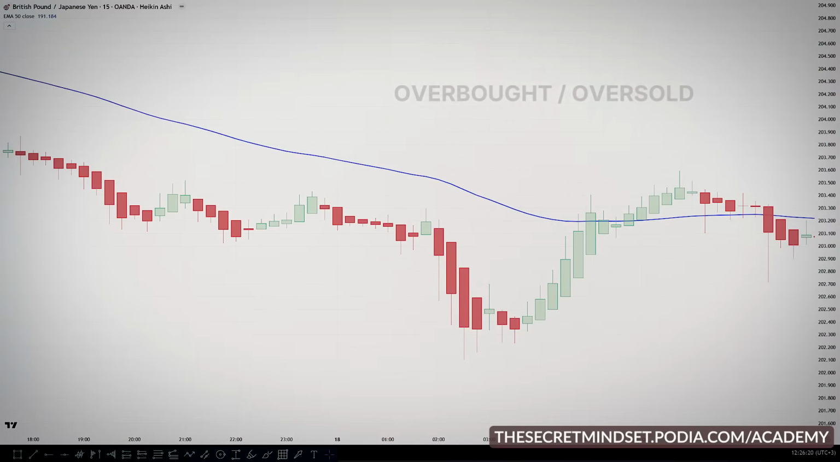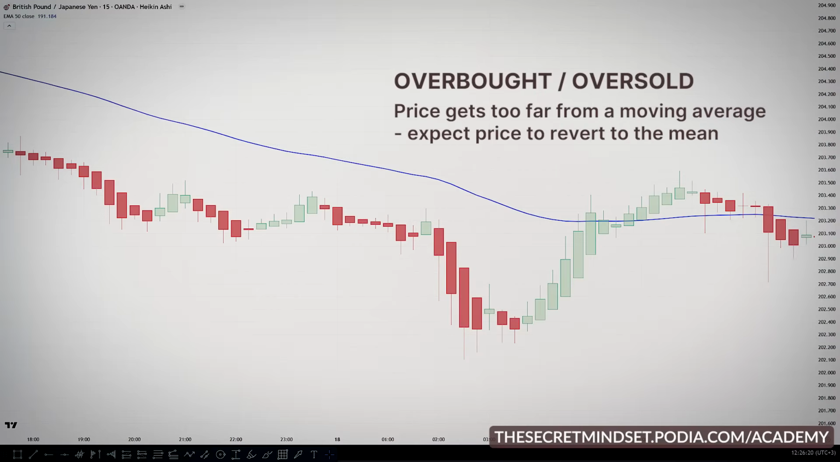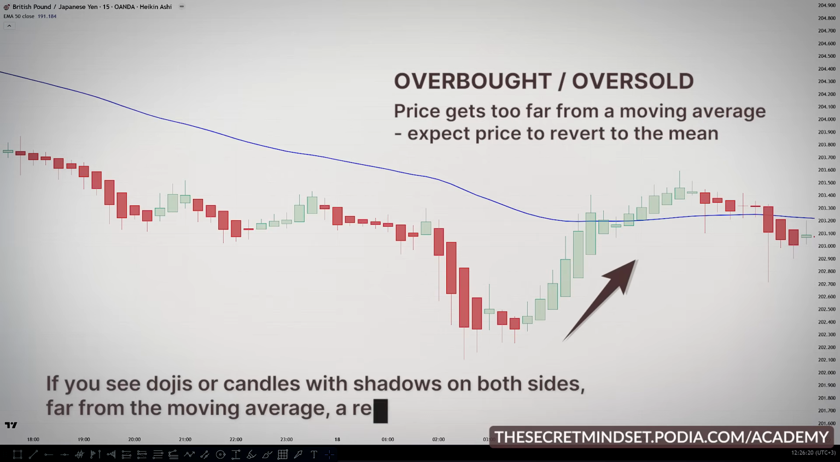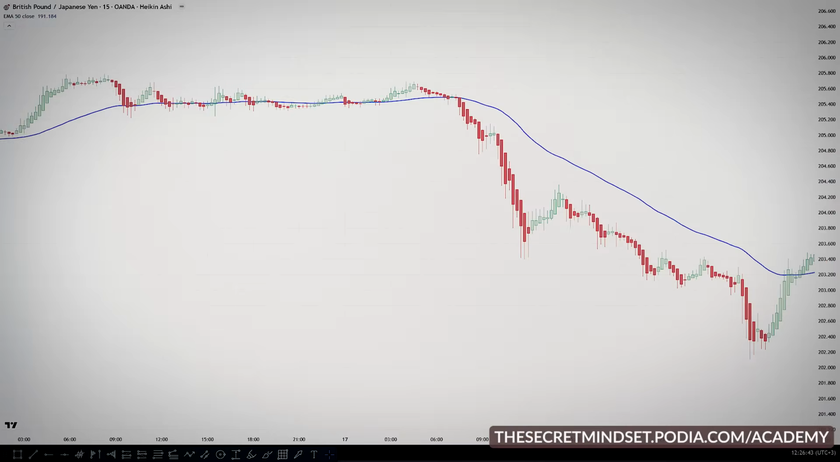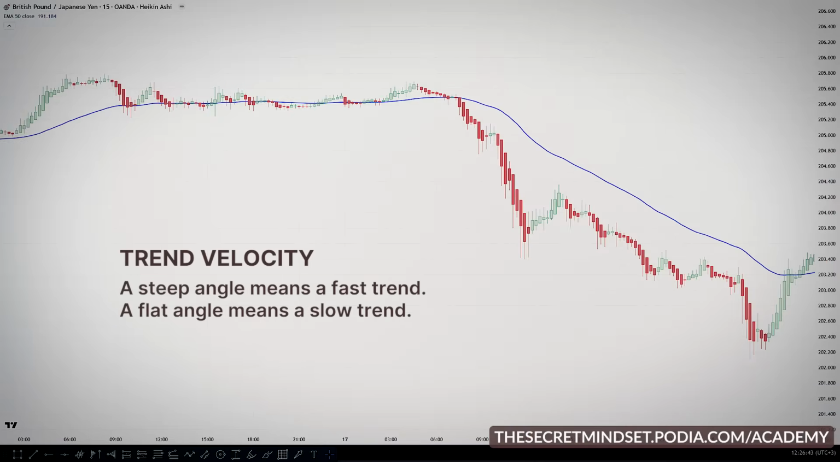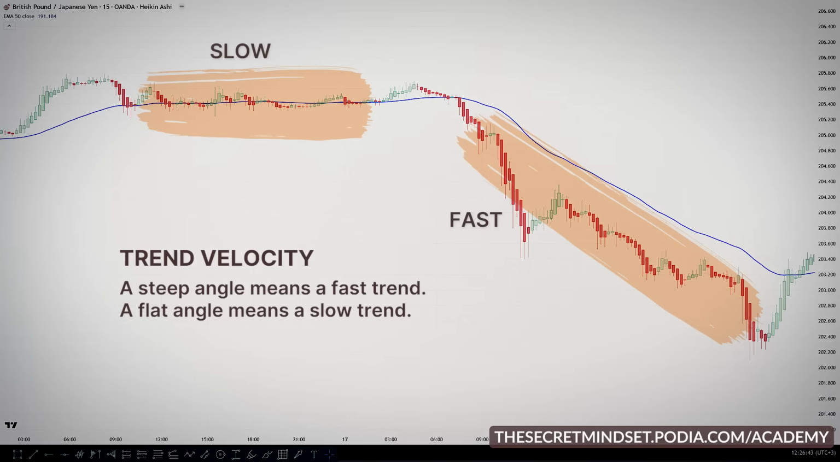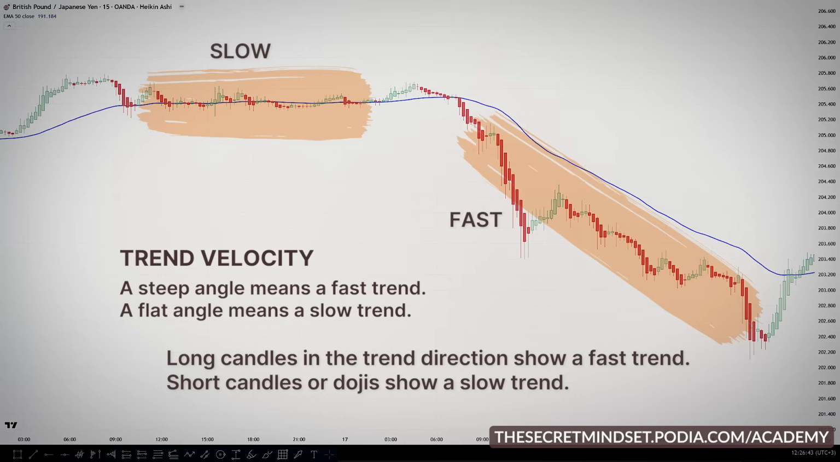When price gets too far from a moving average, the market might be overbought or oversold. It could snap back soon. Heikin Ashi candles can confirm this. If you see dojis or candles with shadows on both sides, far from the moving average, a reversal might be coming. The angle of the moving average tells you how fast the trend is moving. A steep angle means a fast trend. A flat angle means a slow trend. Heikin Ashi candles add to this. Long candles in the trend direction show a fast trend. Short candles or dojis show a slow trend.